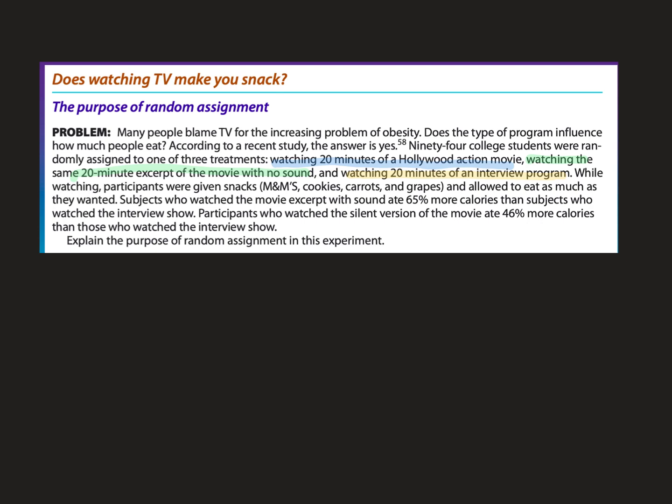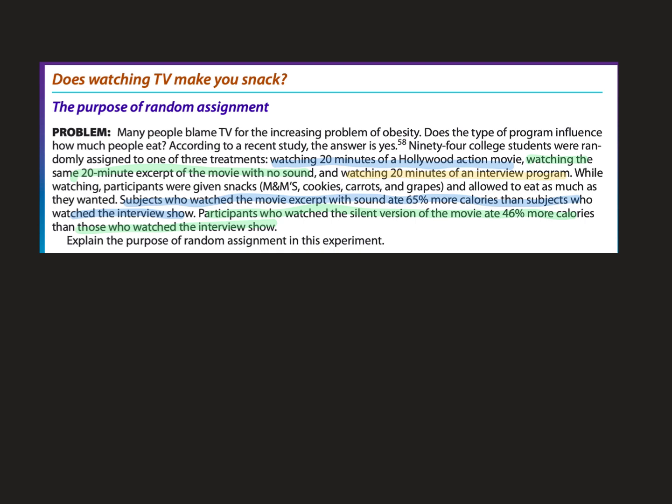And then it says the subjects who watched the movie with sound ate 65% more calories than the subjects who watched the interview show. And the subjects that watched the silent movie, same version of the movie, ate 46% more calories than those who watched the interview show. So it looks like the interview show is almost like the control group here, our baseline, and then the Hollywood movies are the experiment. So explain the purpose of the random assignment here.